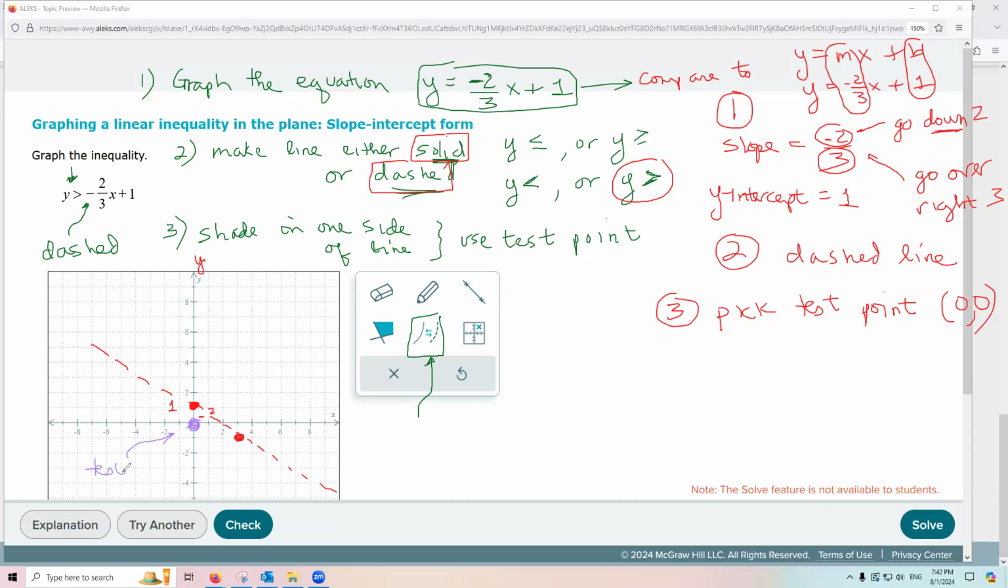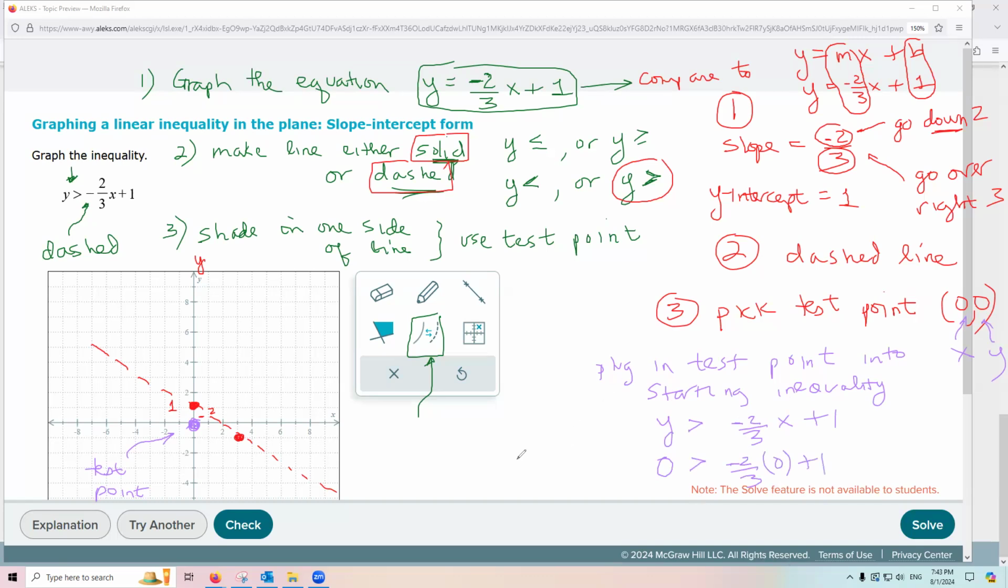Now, what we do is plug in the test point into the starting inequality. So let's do that. Our starting inequality is y greater than negative 2/3 x plus 1. I know our x value is 0, our y value is 0, so I'm going to plug those in. So y gets replaced with a 0, x gets replaced with a 0.